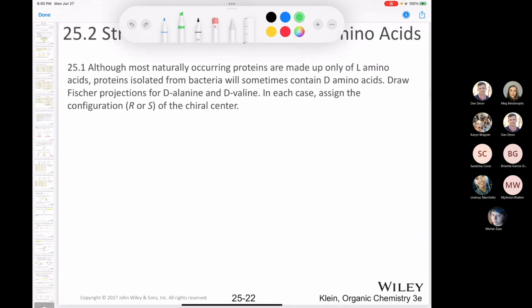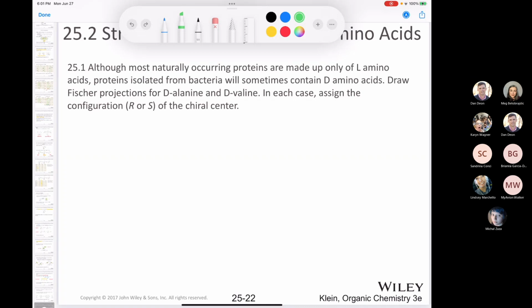Let's try a question here. Let's take a break from learning stuff and try it a different way by trying a problem. It says, although most naturally occurring proteins are made up of only L amino acids, proteins that are isolated from bacteria sometimes have D amino acids in them. Draw Fischer projections for D-alanine and D-valine. In each case, assign the configuration of the chiral center as being R or S. So let's start with L-alanine. Why don't we start with that?